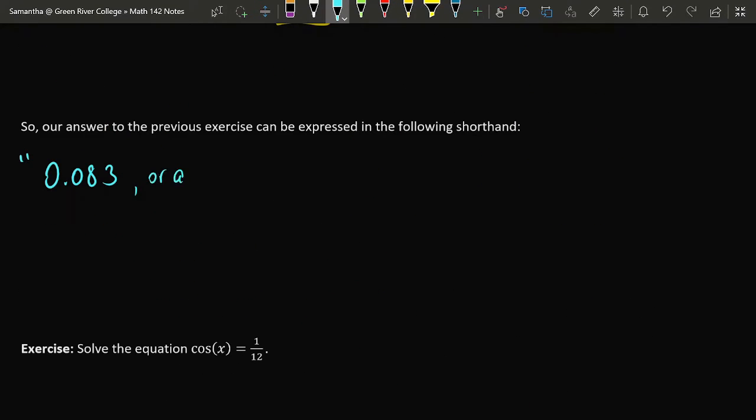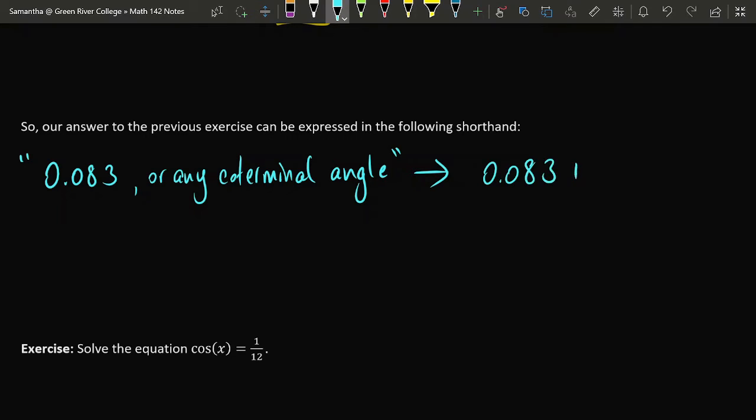0.083 or any coterminal angle can be rewritten in the following way, using the fact that coterminal angles are separated by full rotations. I would say 0.083 plus 2 pi, because that's one full rotation, 2 pi times k, to represent that you can rotate in any direction any number of times.